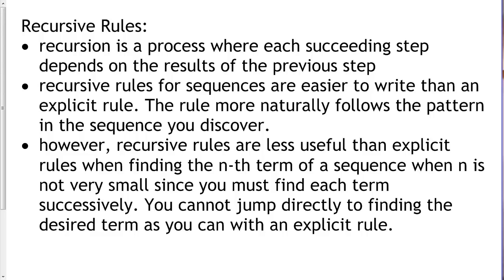However, they're not as useful as the explicit rules, especially when we're trying to find a term far out in the sequence. With an explicit rule, we could calculate the 100th term in a sequence directly. For a recursive rule, we would have to find the first term, the second term, the third term, all the way up to the 100th term. We can't just jump ahead. So it makes it not particularly useful for lengthy sequences.